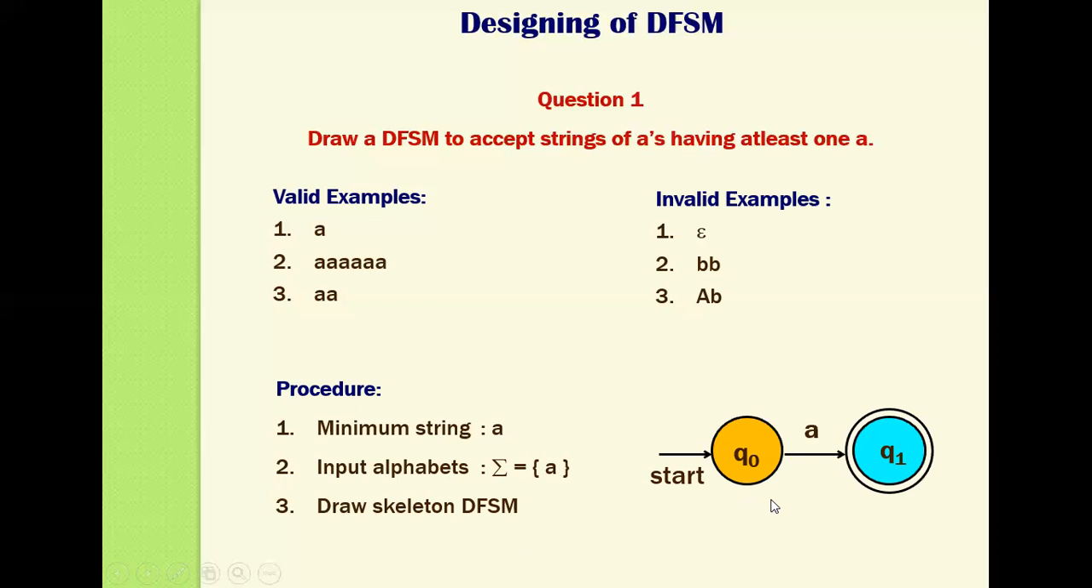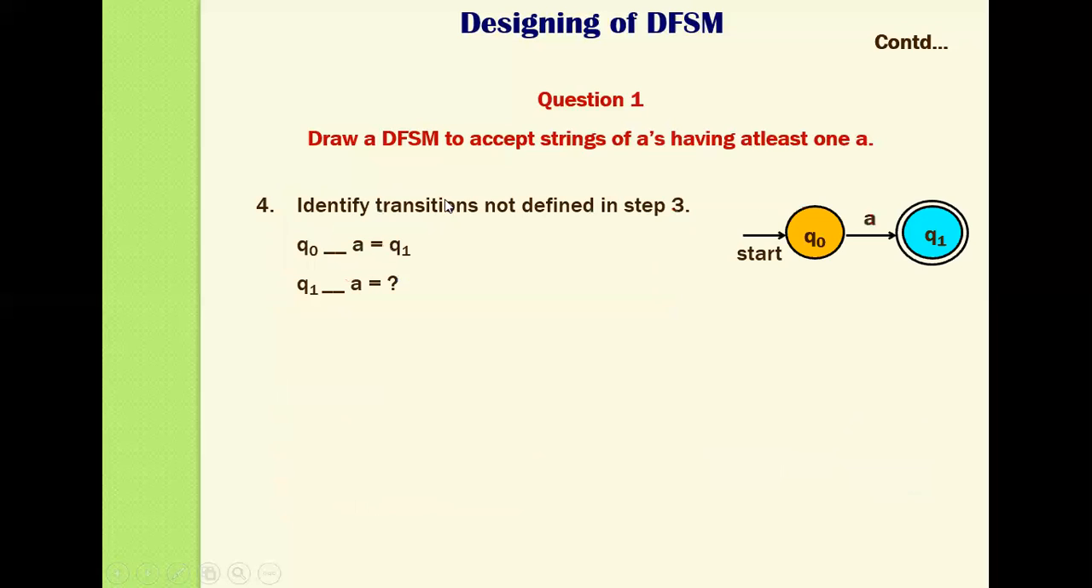We call it skeleton DFSM because we are not designing all the different transitions here. We are just designing only the skeleton DFSM according to the minimum string. That's all. We just see that the minimum string constraint is satisfied here. So after this, we need to find out what are the other possible transitions. The fourth step is you need to identify the transitions which are not defined in step 3. So what are the other transitions? See, the question is you have to design a DFSM, right?